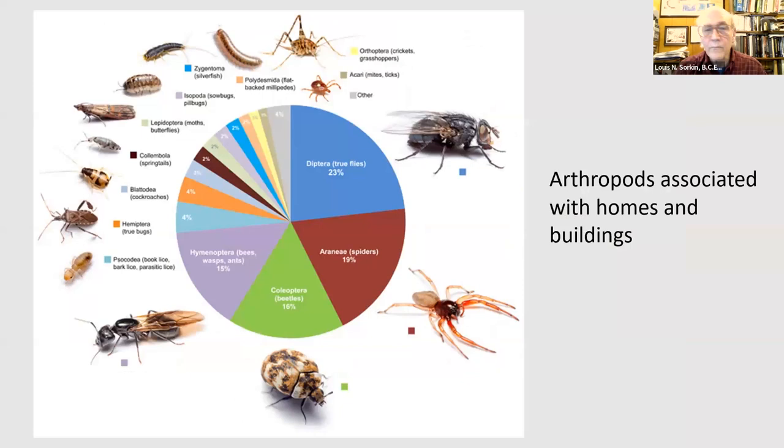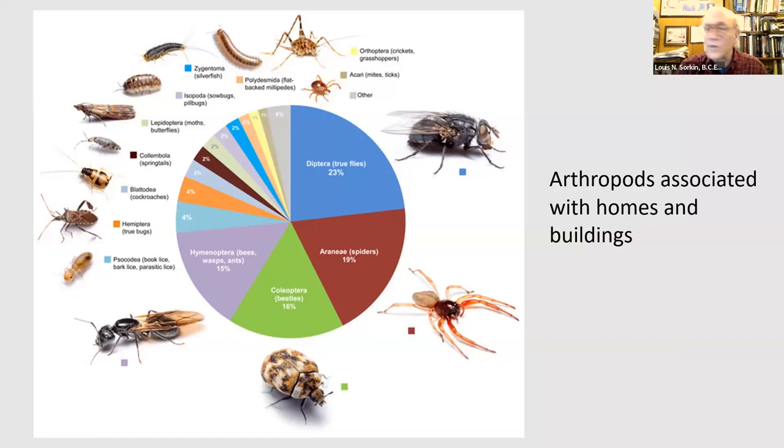Here's a general diagram showing the percentages of what types of creatures I'm covering and the numbers by which they occur in nature. You can see spiders are a pretty large number, flies, beetles, and the various hymenoptera are many species.